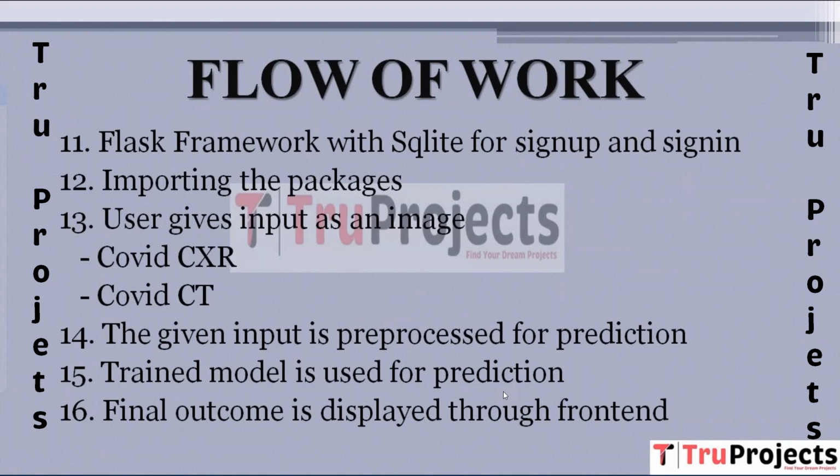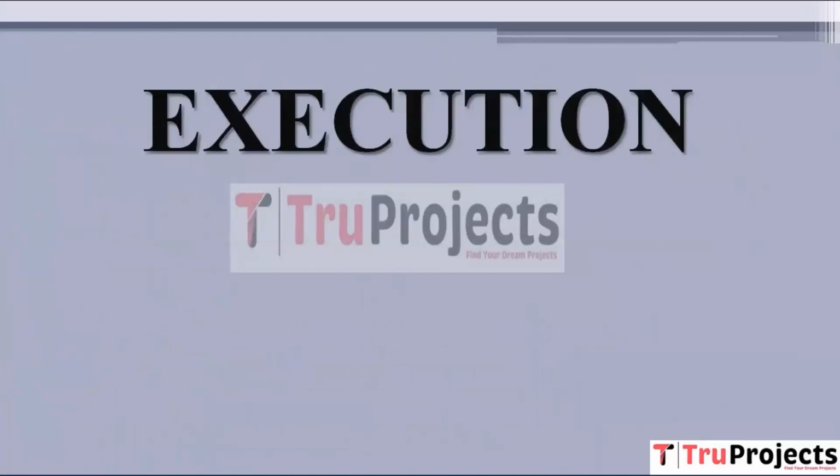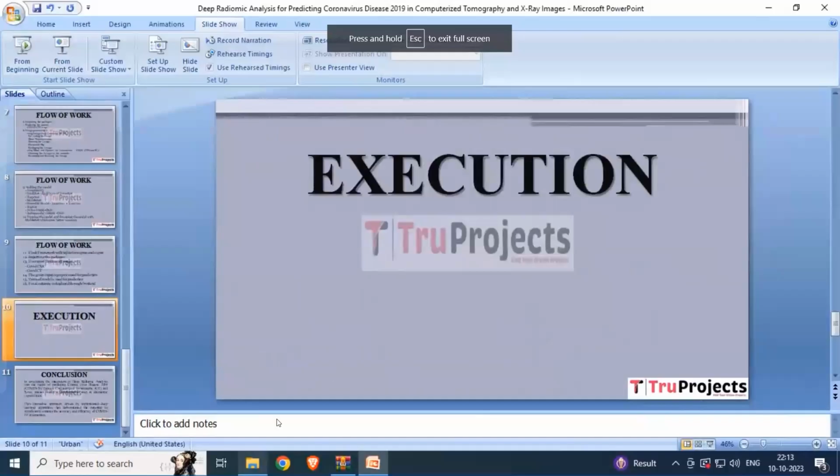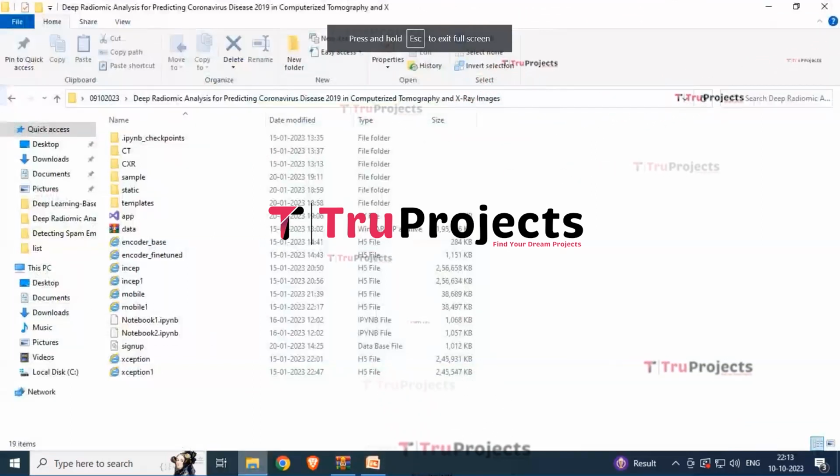The last one here we have is the final outcome, which is displayed through the front end. The result of the prediction is presented to the user through the front end, concluding the process. So now coming to the execution part. To execute the project, first we need to open the code folder.